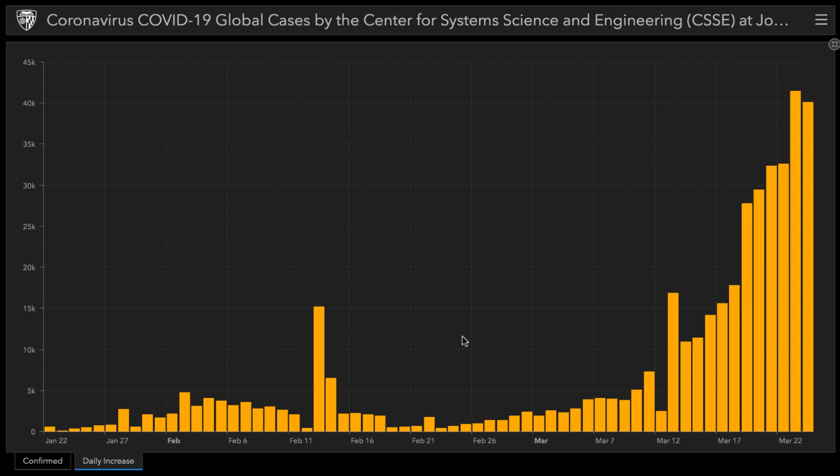So this graph looks quite different to the other one, and you may be wondering about the difference between the two. So just to illustrate very simply, if we look at the first 3 days of this graph, so that's January 22nd, we had 555 cases. January 23rd, we had 99 cases. And then on January 24th, we had 287 cases. Okay, so that's the number of cases on each of those days.